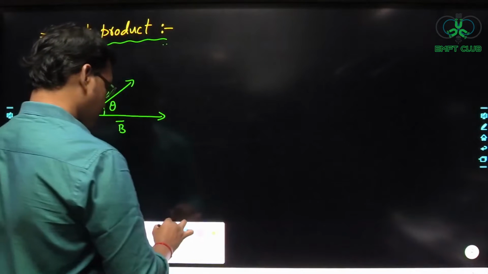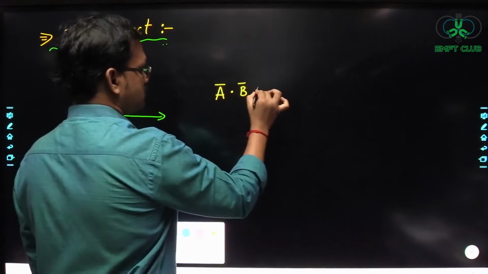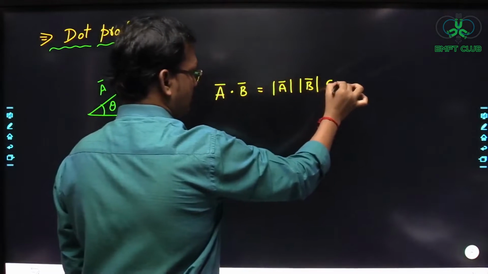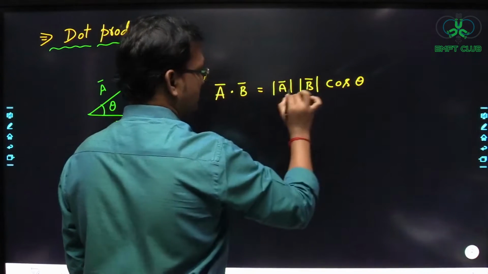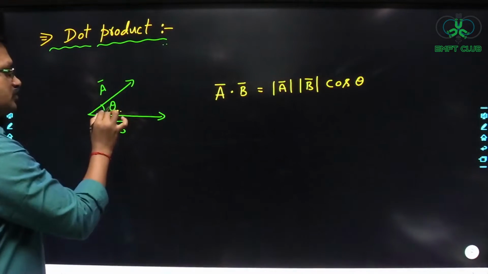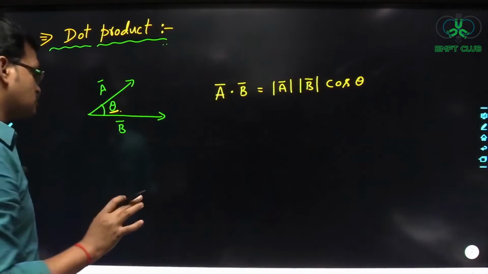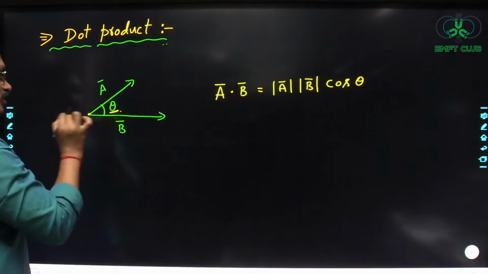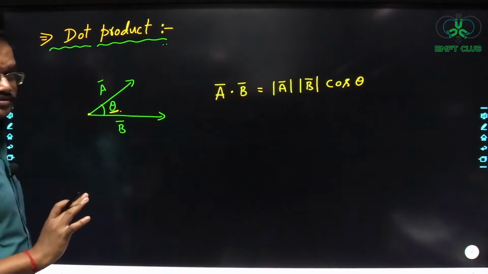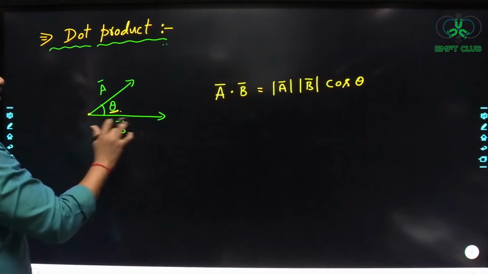So we know that mathematically a bar dot b bar is equivalent to the magnitude of a bar multiplied by the magnitude of b bar multiplied by cos of the angle between a bar and b bar. Okay, so this theta is nothing but the least possible angle between a bar and b bar. I have already told, whenever you are measuring the angle between two vectors, you have to join the two vectors tail to tail, and you have to consider the least possible angle as the angle between the two vectors. I have already told this point. Yes or no? So here theta is the angle between a bar and b bar.